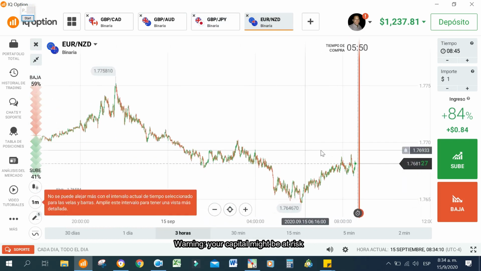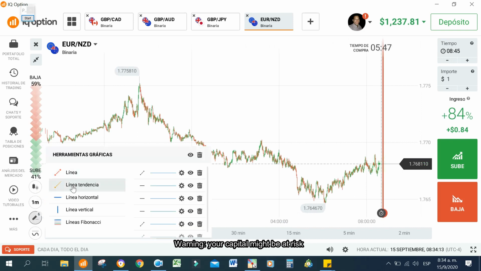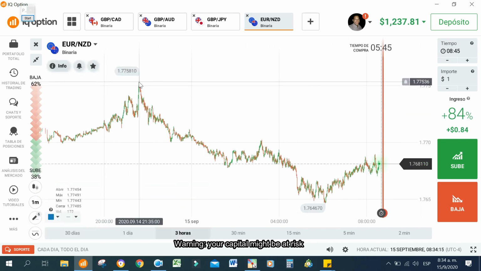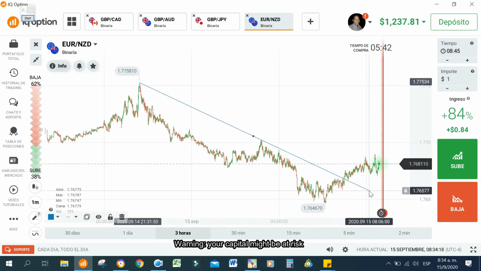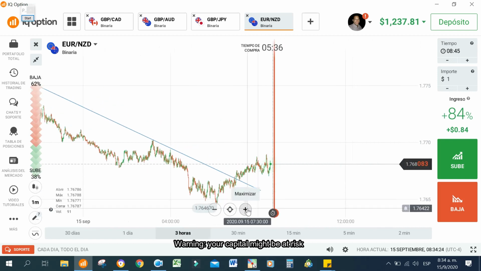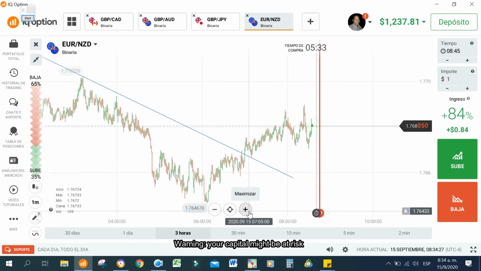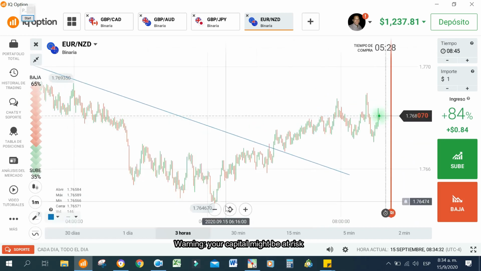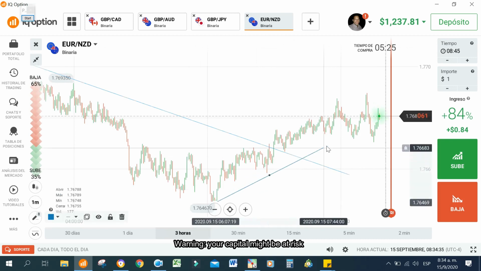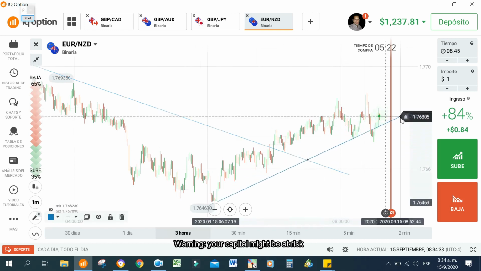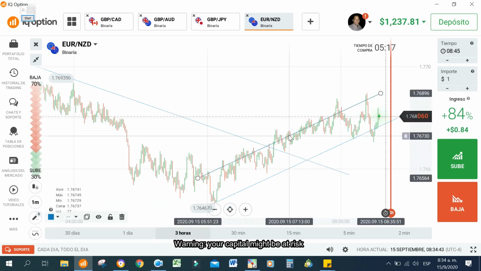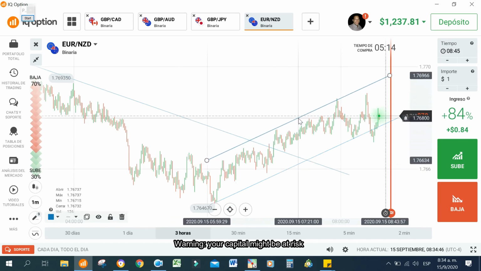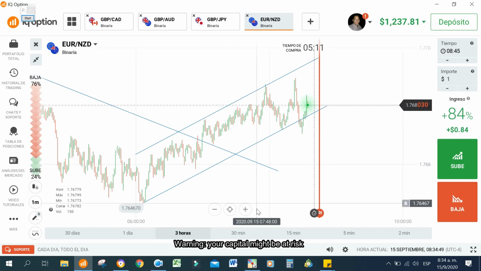Okay, another pair that I want to analyze is this one. We can also spot a trend line. This was a trend line. This trend line was broken and the price started making new highs and new lows. So we can also trace this line over here. Okay, let's make a clone and put it here. So we have an upward channel in which we can trade.